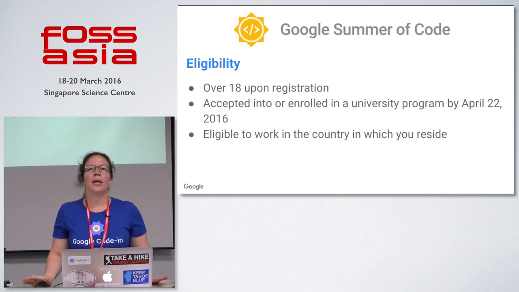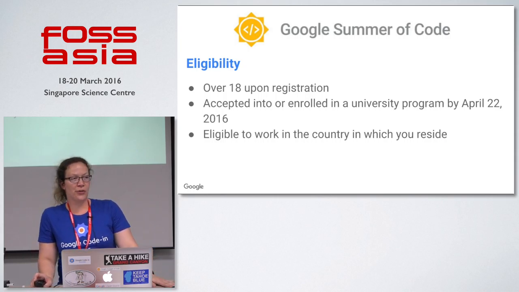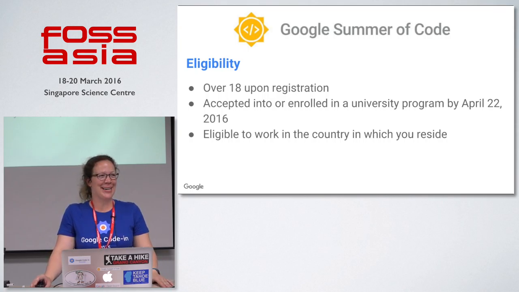So the other question we get a lot is, am I eligible? We've had students that are 14 years old who have great experience, and they're like, I want to be a part of GSOC. But sorry, you have to be 18. It's a legal requirement. We can't make any exceptions to that. So you do have to be 18, and you have to be enrolled in a university program.